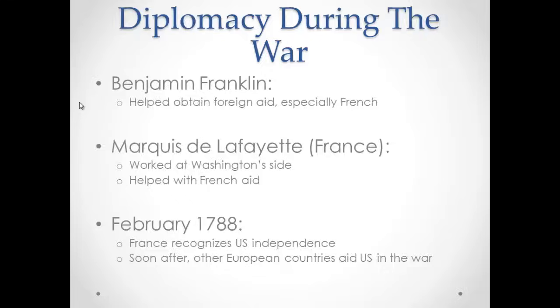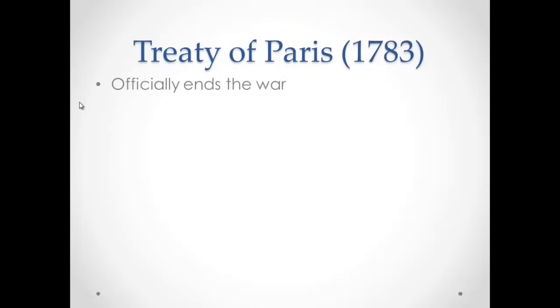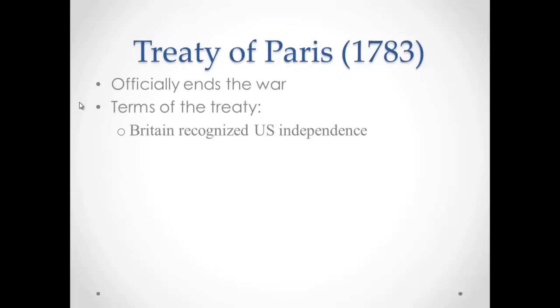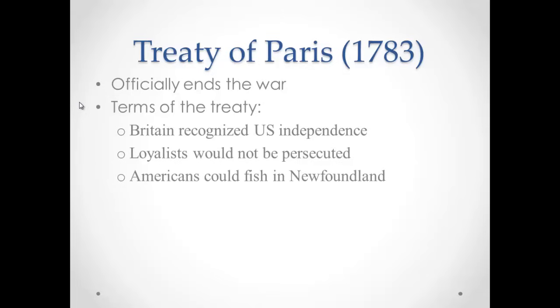Now, the Treaty of Paris, 1783, this formally or officially ends the war. A couple parts of the treaty that you should be familiar with. One, Britain recognized U.S. independence. Two, the Americans promised that loyalists would not be persecuted. Americans could fish in Newfoundland. Now, I know you're probably thinking to yourself, what, fishing rights, really? That's important? It is. I've seen some AP questions, so don't dismiss the fishing rights.